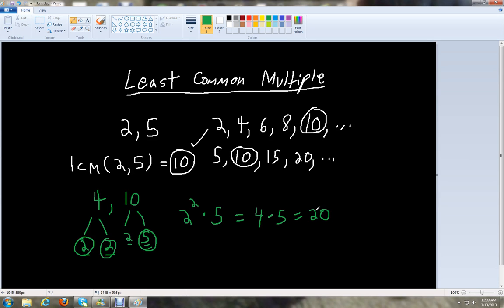So the least common multiple of 4 and 10 is 20.